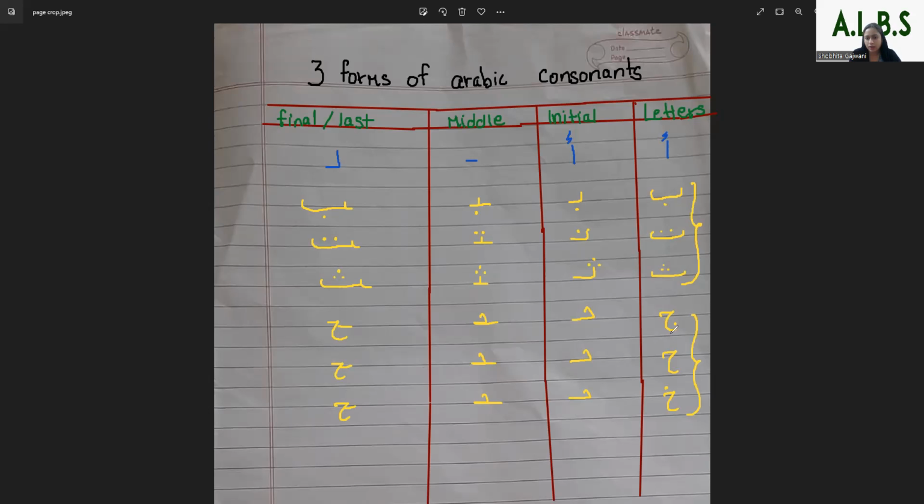Now Jim has the dot in the heart of its structure. It is downward, so we're going to place the dot below the structure in each and every form. And here the structure, the letter itself, in the final or last form. Ha will remain the same because it does not contain any dot. And in Kha, it has a dot above the structure, so we're going to place the dot above the structure.